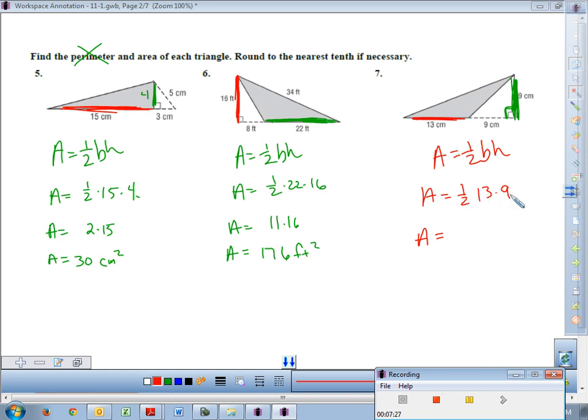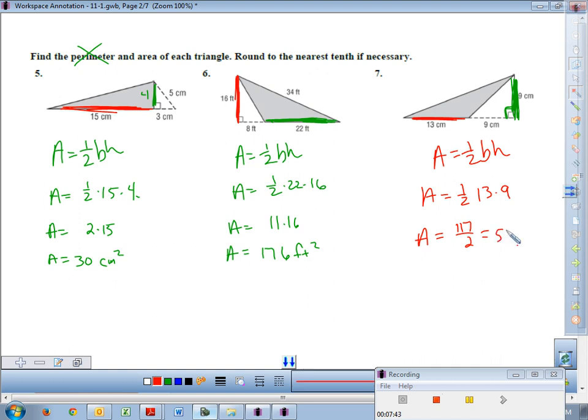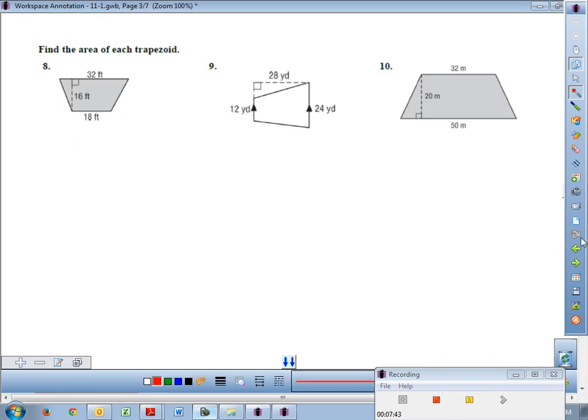So since none of these are an even number, you can just take 13 times 9 and get 117, and that's going to be over 2. And then we can, not approximate it, but just say that that is the same thing as 117 divided by 2 as a decimal. It's 58.5 centimeters squared. So it's really nice when one of the base or the heights is an even number because we got a half in there, but not everything comes out nice.